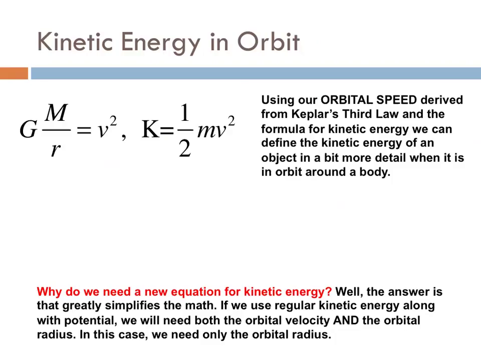So one last thing about energy. Using our orbital speed derived from Kepler's third law and the formula for kinetic energy, we can define the kinetic energy of an object in a bit more detail when it is in orbit around a body, which means it can be rewritten as 1/2 m times G times M over r. If you look at this equation, this is just half of the potential energy equation.